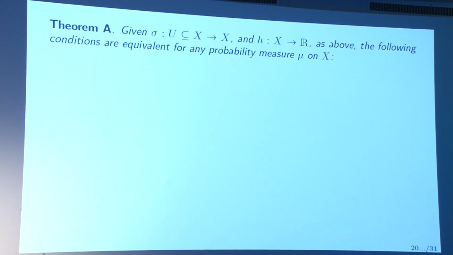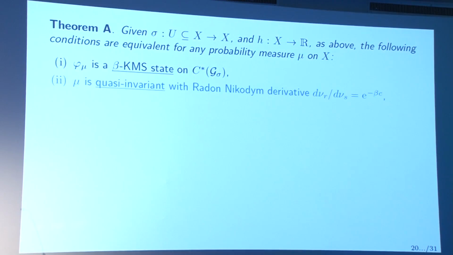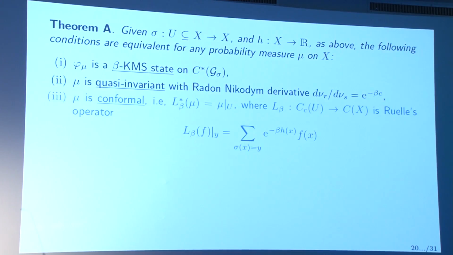And it says that the following conditions are equivalent once you start with this very basic idea of a local homeomorphism defined on an open set. So the first one is that the state I showed you is a KMS state on that groupoid C*-algebra. Two, mu is quasi-invariant with the correct Radon-Nikodym derivative, and the equivalence between 1 and 2 is Renault's theorem. And now 3 is the condition that says that mu is a fixed point for the Ruelle operator defined precisely by the same formula, except that now the Ruelle operator is only defined on the continuous functions of compact support on U rather than X, because sigma is only defined on U.